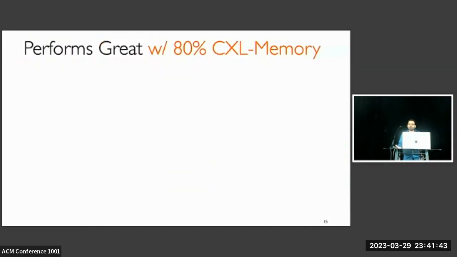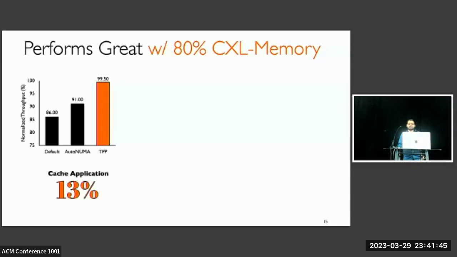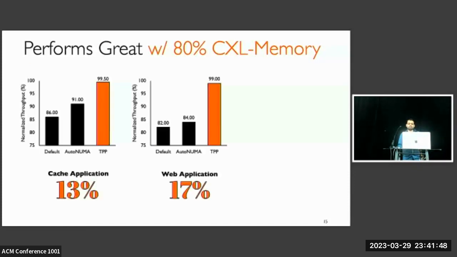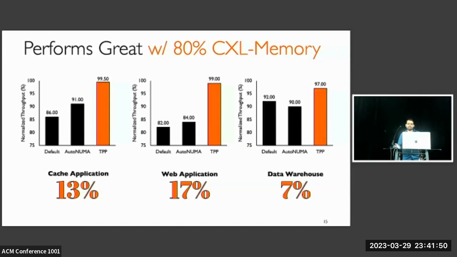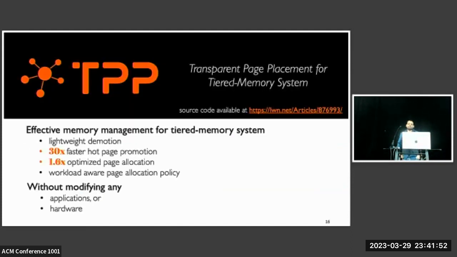In terms of overall performance, based on the applications' access patterns, TPP can improve the throughput by 17% for these 4 applications. So in summary, TPP is a transparent page placement mechanism for tiered memory systems. With its lightweight demotion and better promotion and the optional workload-aware allocation policy, TPP helps improve the performance of data center applications in tiered memory systems.